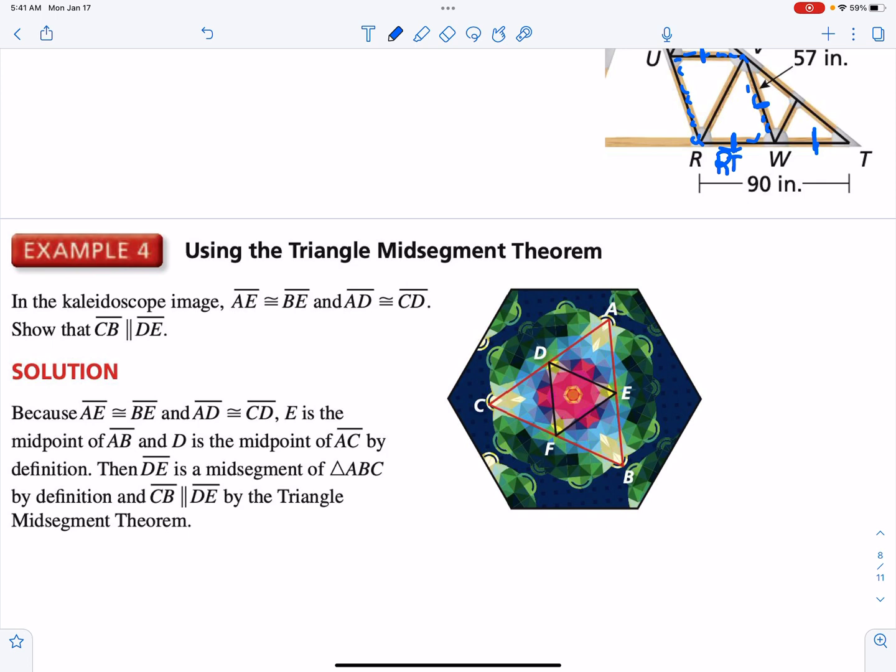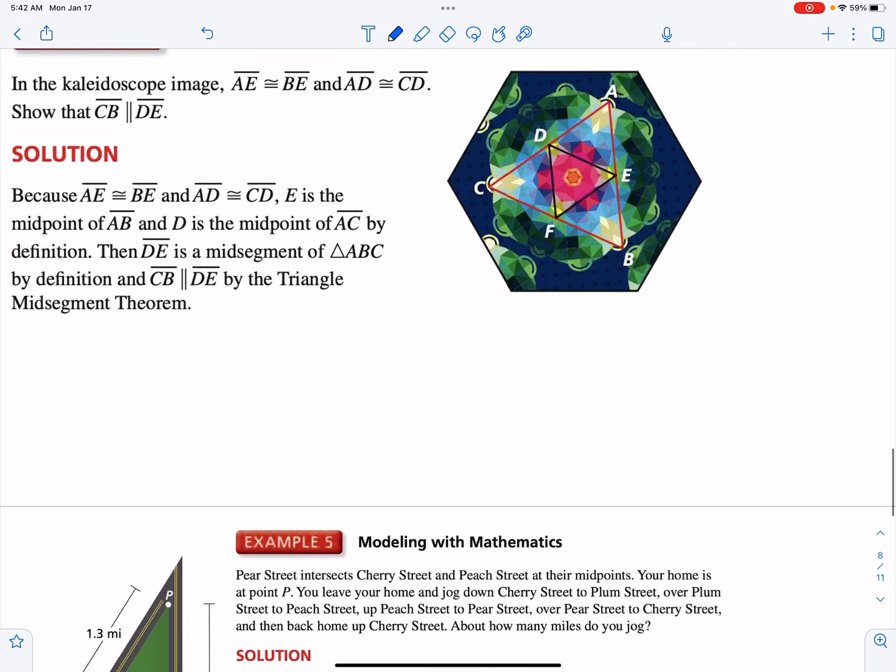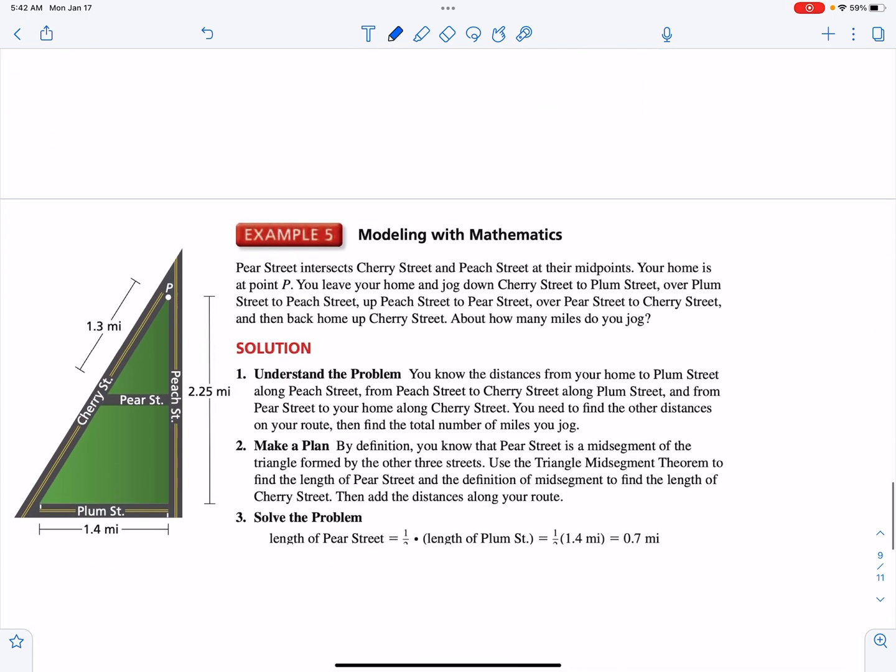Again, it's kind of busy, so I just put the solution here. It says in a kaleidoscope image, AE and BE are congruent, AD and CD are congruent, show that they're parallel. Again, I just kind of put this in there so you can see it. You would just prove that they're parallel using the slopes and say that they're half the length. So we're not going to worry so much about that.